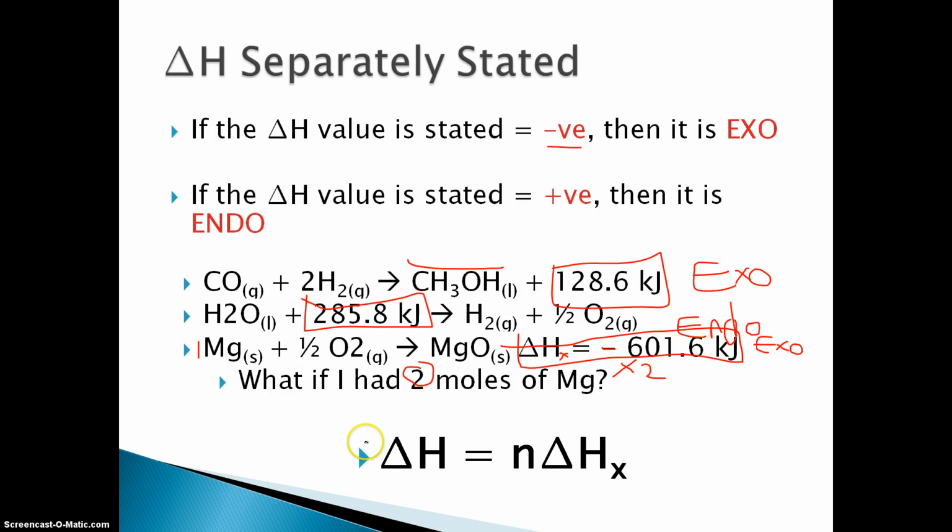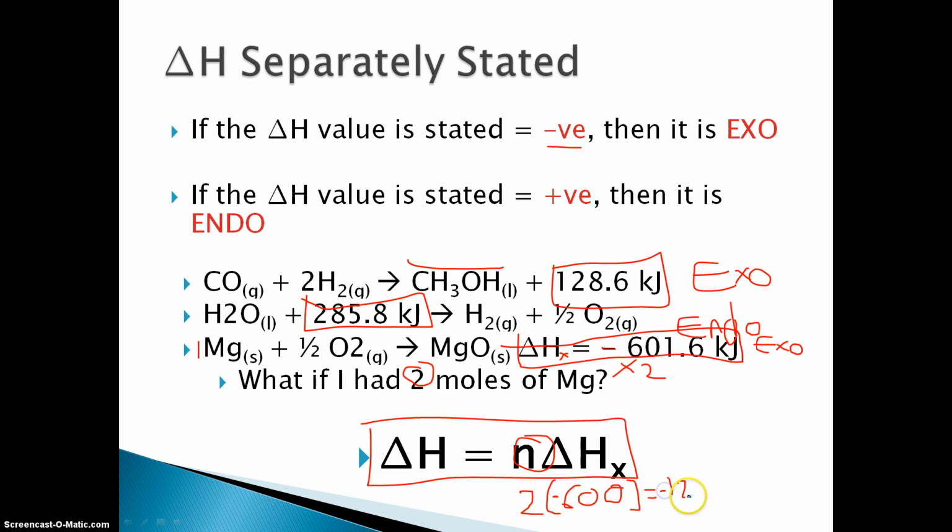Okay, so this equation, very important to copy down. Delta H, so your total enthalpy change, is equal to the number of moles of reactant that you have times the enthalpy change value. Okay, so if we look at this example right here for magnesium, we have minus 600 kilojoules, that's our enthalpy change for 1 mole, and let's say we had 2 moles, and for our N we will substitute 2. So then our total value for delta H would be 1200. So minus 1200. Okay.